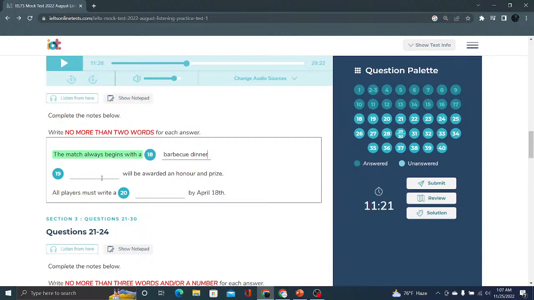Okay, now let's move on to listen for question number 19, and let's find some clues for this question. Will be awarded on our and prize. Okay, whom we have to listen to. Let's listen to it. In Magic Park.